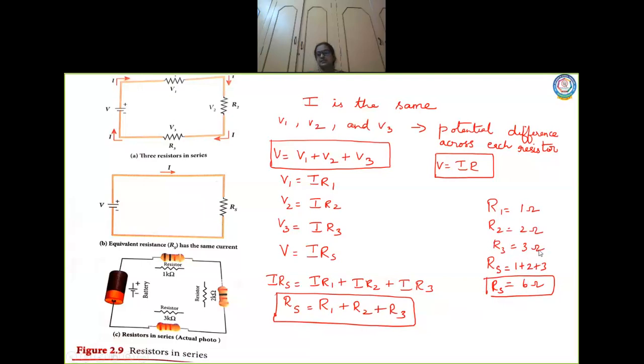Which is the greatest among the three? 3 is the greatest. The effective value will be definitely greater than 3. Okay, so this is one important point that you get from this. Is it clear? So this is about resistors connected in series. Shall we move to the next concept?